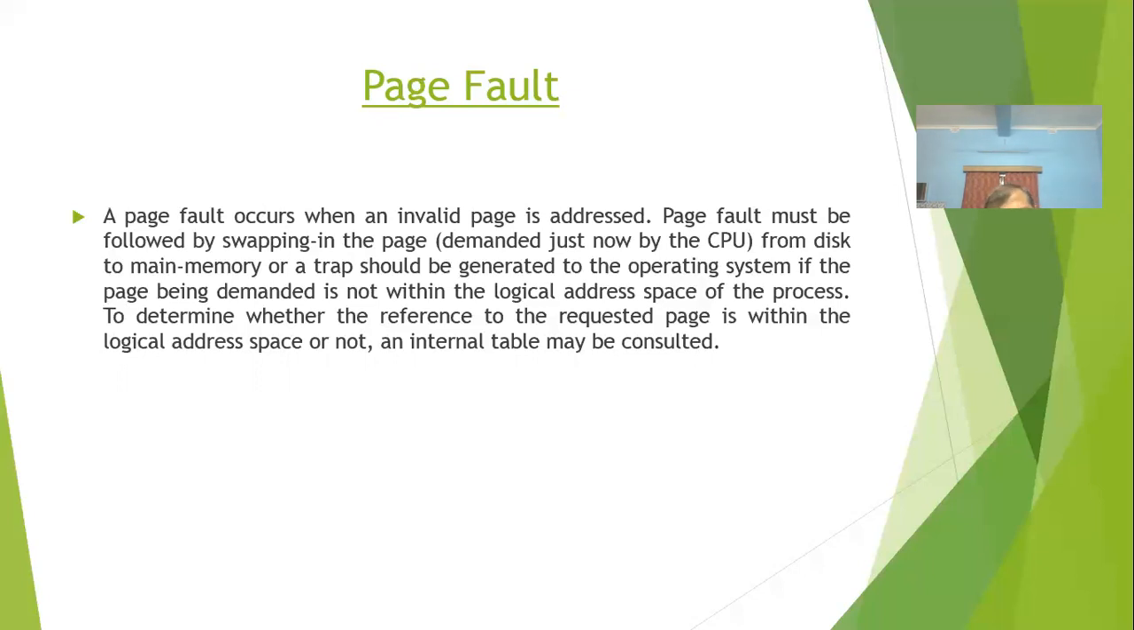Suppose during the execution of the process, it is found that a page will be required, and that page is currently not in the main memory. Then what will happen? A trap will be generated to the operating system. This phenomenon is known as a page fault. That means the particular required page is not in the physical memory now.